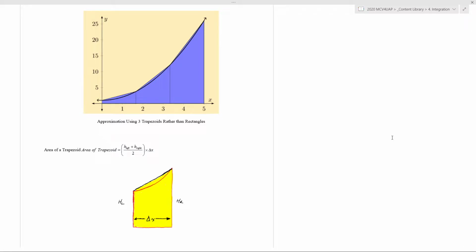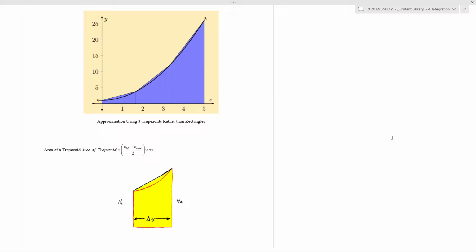Okay. I've given the sides labels. HL would be the height of the left-hand side of the trapezoid. HR, H subscript R, would be the height of the right-hand side of the trapezoid. Delta X would be the width. So you can write W if you want. That's the width of the trapezoid. And they're typically all going to have that kind of shape.